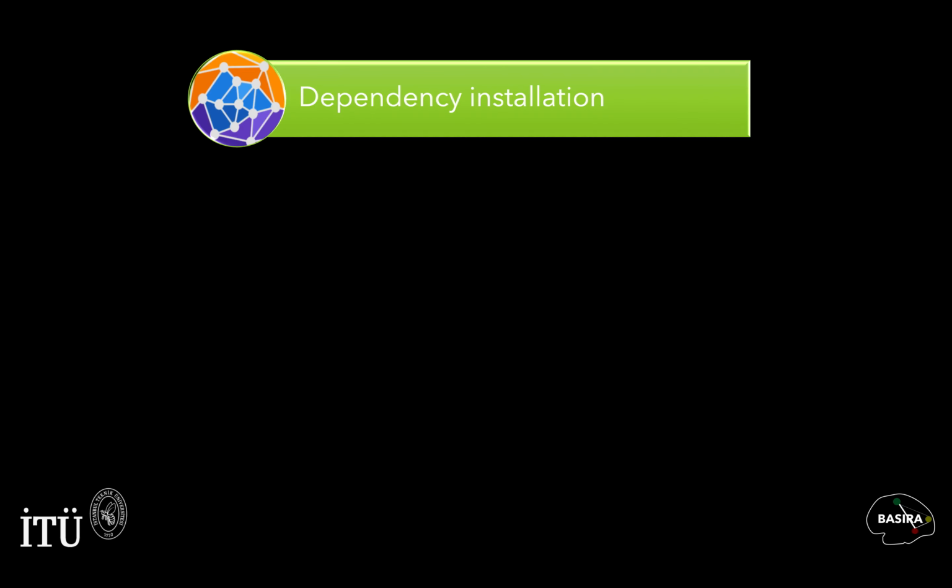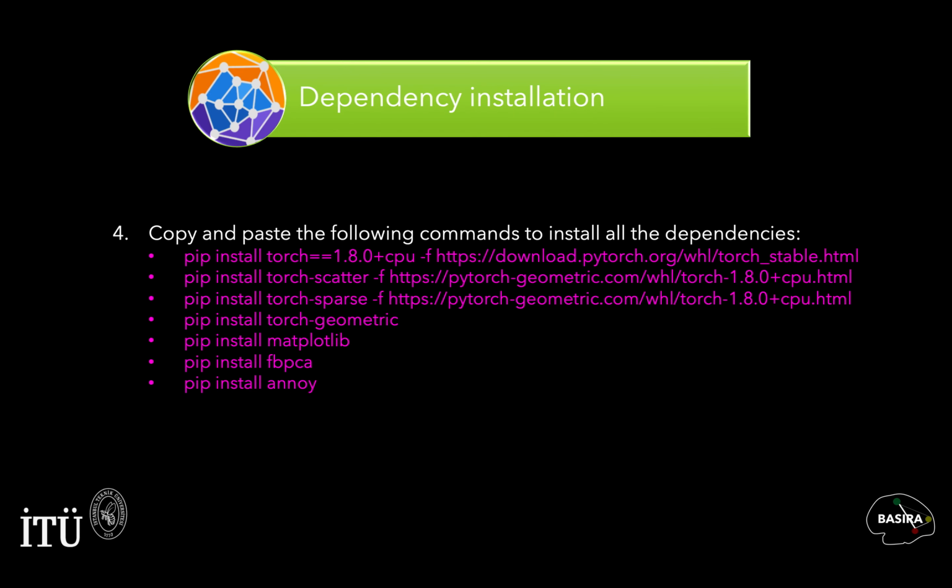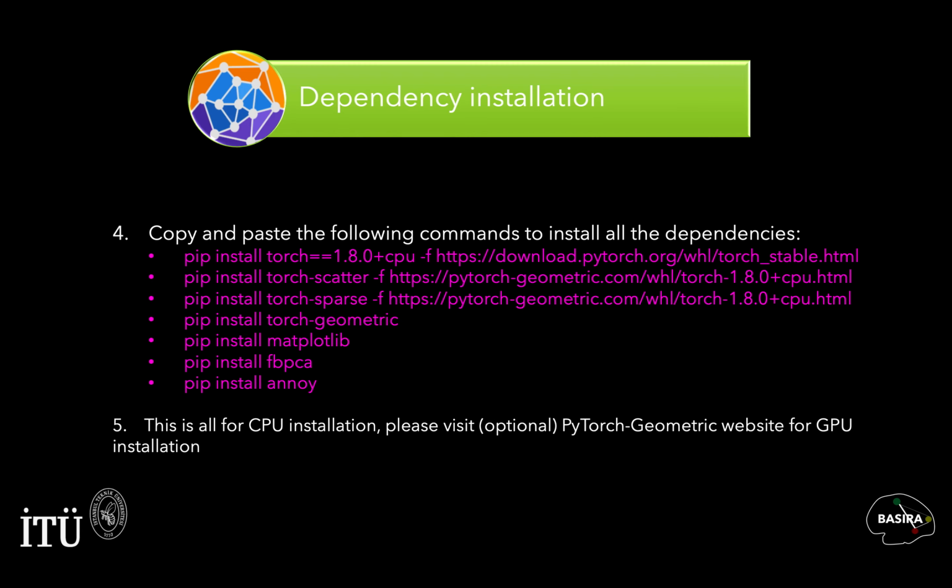To install the required dependencies, just copy-paste and run the following commands. Our framework uses PyTorch and PyTorch Geometric for neural network tools. Matplotlib is used to visualize the output CBT. The last two packages are required for SIMLR. Note that this is all for CPU installation. Please visit the PyTorch Geometric website for GPU installation.